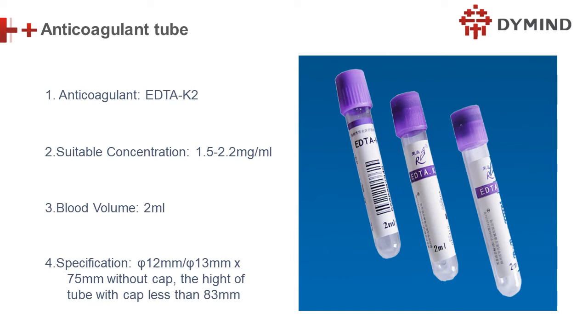Okay. Second, the suitable concentration of anticoagulant. That also has a standard: 1.5 to 2.2 microgram per microliter. And the blood volume should be 2 milliliter. So if the blood is not enough when we are doing the blood collecting, right? If the blood is too little, something will be wrong with the result. And if the blood is too much, it is also not good. So the best volume inside the tube should be 2 milliliter.